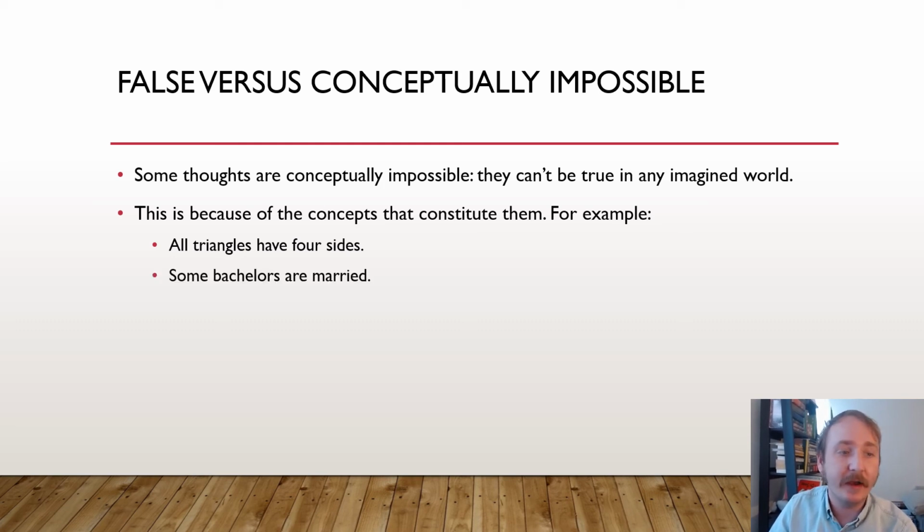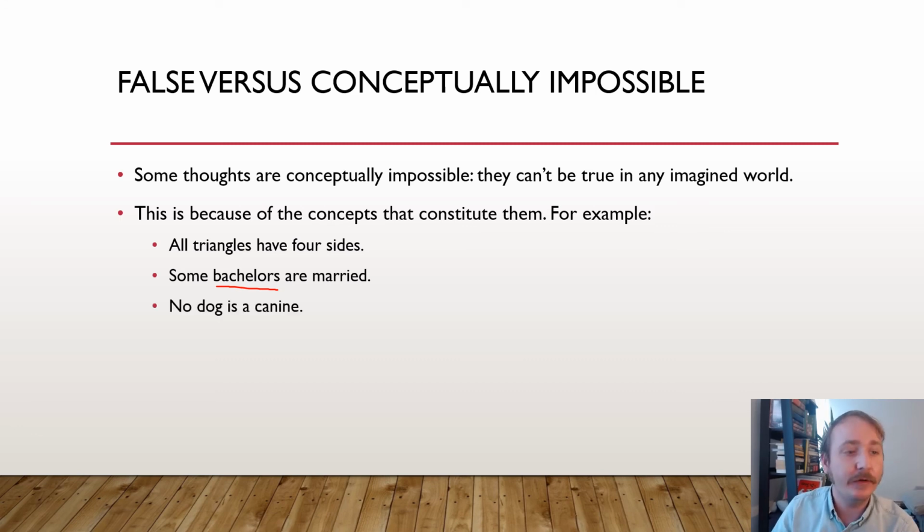Same thing with "some bachelors are married." The meaning of bachelor is unmarried man, right? And as a result, if we say some bachelors are married, that in fact is conceptually impossible. It couldn't possibly be true even in any imagined world, because if we try to imagine a world where there are married bachelors, we end up contradicting ourselves, right? So any set that we put this belief into will be an inconsistent set.